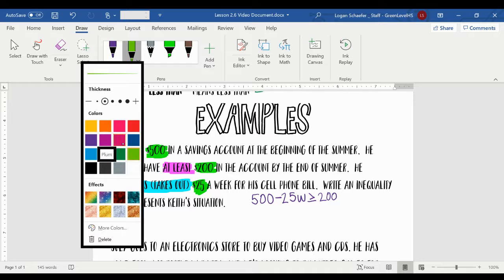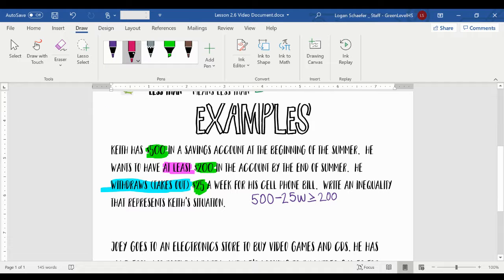Now, I am going to solve this for you. Your homework doesn't require you to do it all in one step. It has multiple questions embedded. So to solve this, you would subtract 500 and you end up with negative 25W is greater than or equal to negative 300.